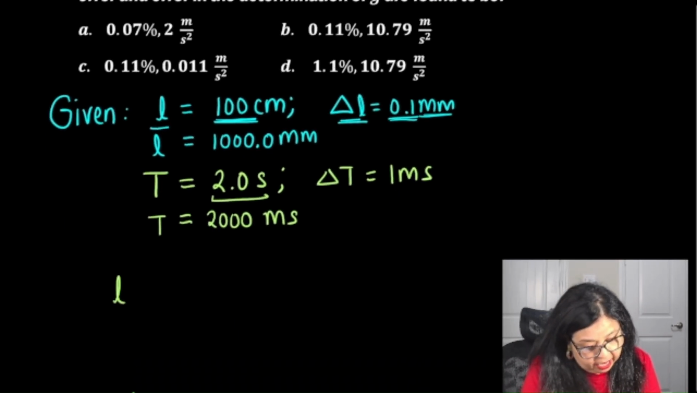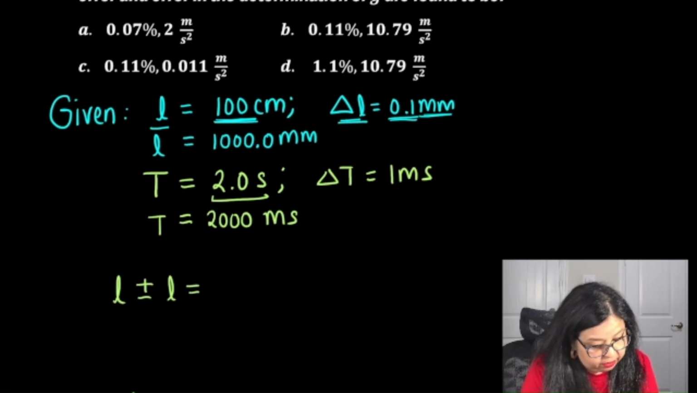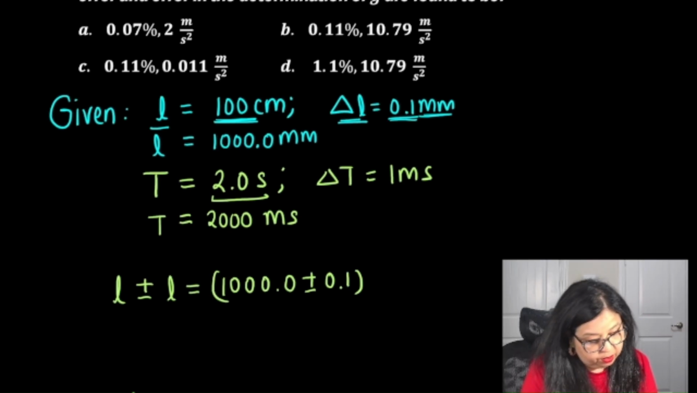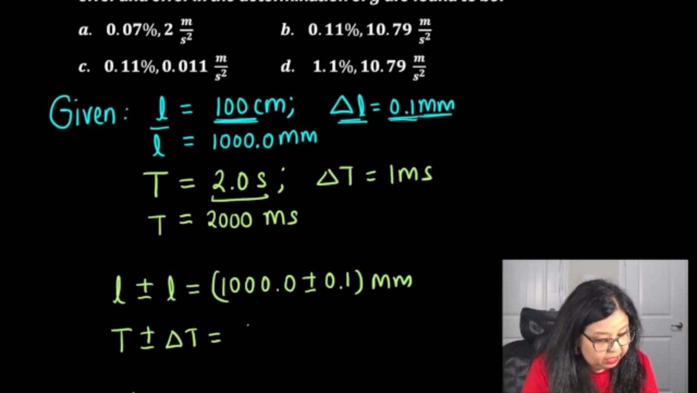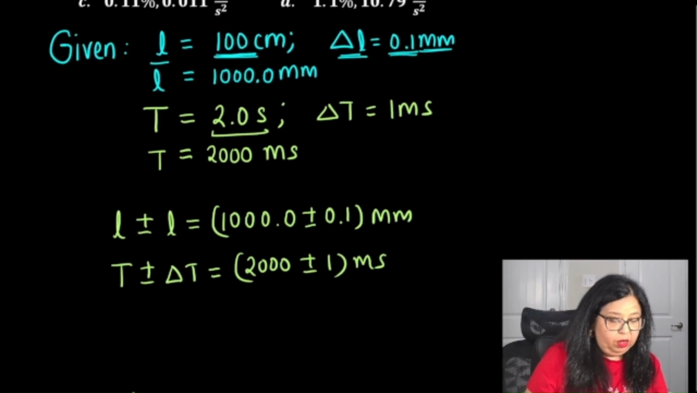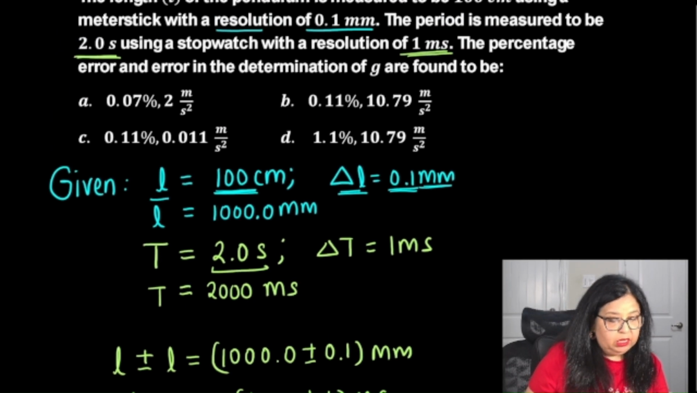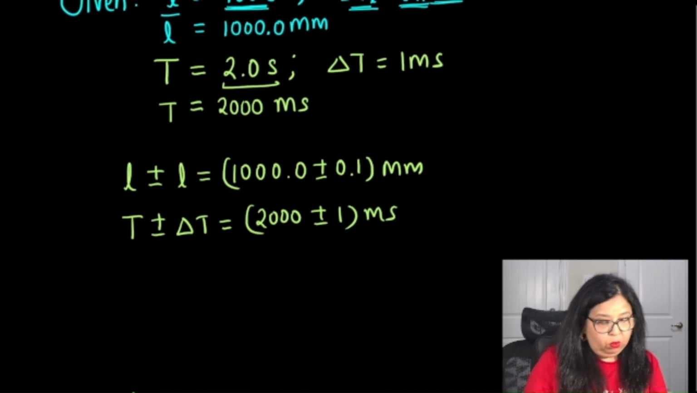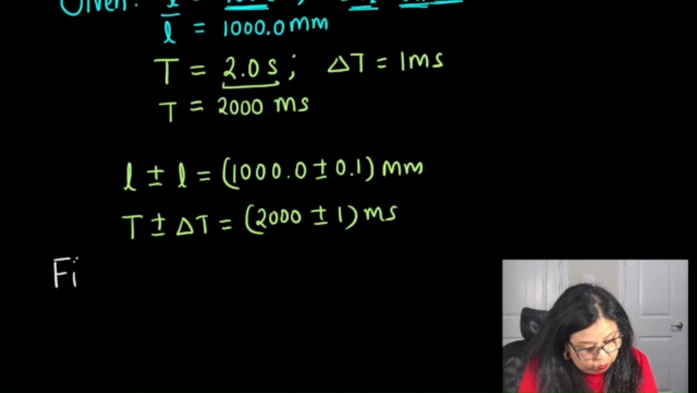So here's what we have now. We have L plus minus delta L is 1000.0 plus minus 0.1 millimeters. And we have T plus minus delta T, this is the time period, equal to 2000 plus minus 1 milliseconds. Okay, and we are asked to determine the percentage error and error in the determination of g. So solve for, find out what?